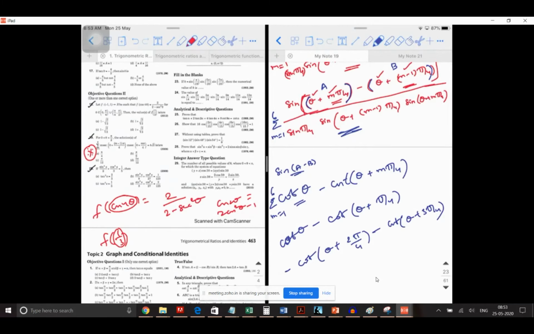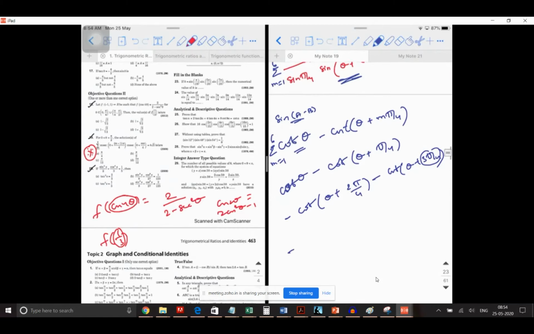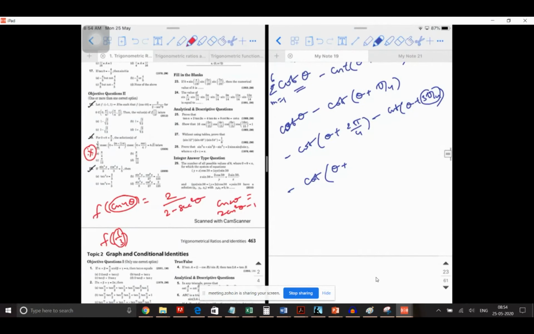See, cot theta plus 3 pi by 4: 3 pi by 4 can be written as pi minus pi by 4. Am I right? Yes. So if you do all those things, certain terms will get cancelled. Then you will have minus cot of theta plus 4 pi by 4 minus cot theta plus 5 pi by 4 minus cot theta plus 6 pi by 4. So 6 pi by 4 will be 3 pi by 2, this will be pi by 2, and minus cot pi by 2 plus theta is going to be minus tan theta.